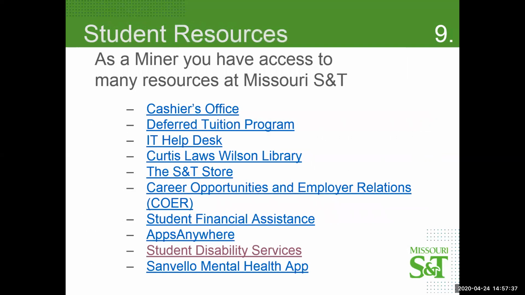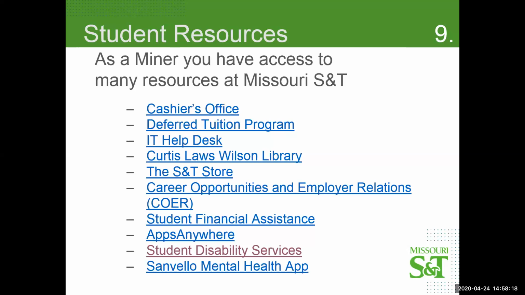Now that you are a minor, you have access to Missouri S&T resources, even if you're a distance student. So we have the cashier's office. At their website, you can find out information on setting up TouchNet payment profiles and how to view your billing statements. We have the deferred tuition program, which basically allows you to defer your tuition payments if you have employer tuition reimbursement. Your employer must provide tuition reimbursement equal to or greater than 50% of the total cost. All the information and the link to the form can be found at the deferred tuition program page.